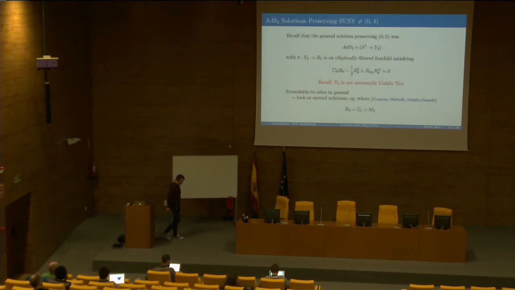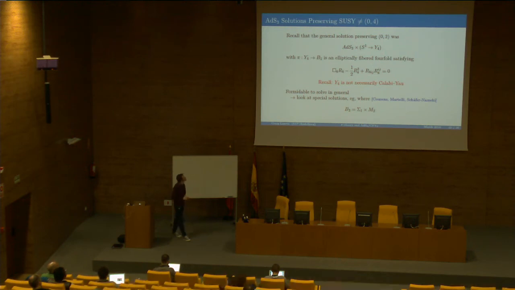Okay. So now I want to tell you about something a bit more recent from December of this year. If you remember, the general solution to preserve 0,2, which I told you very quickly, was AdS3 times an S1 fibration over Y4, where Y4 is an elliptic fibration that's not necessarily Calabi-Yau. This elliptic fibration must satisfy this rather complicated condition, and this condition is somewhat formidable to solve in general. So one thing one can do is look at some interesting special solutions. In particular, you can look at solutions where the base of the elliptic fibration factors.